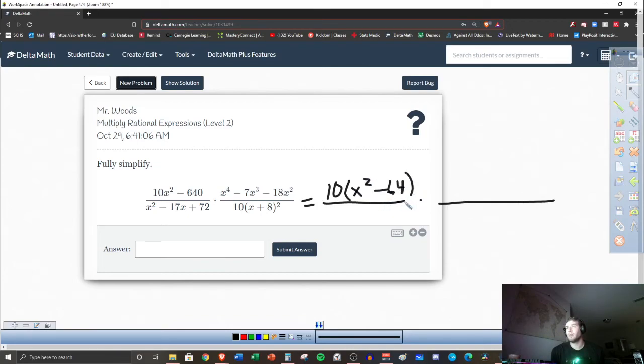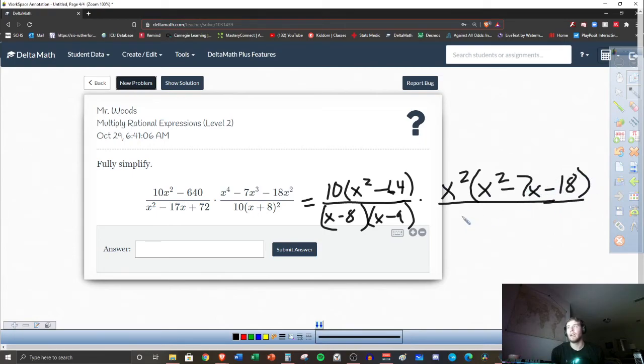So this one does have a little bit more advanced factoring happening. We'll go ahead and factor the bottom here. 72, 9, and 8 should work. So that's x minus 8, x minus 9. Okay. Up top, we have an x squared getting factored out. So that's x squared minus 7x minus 18. I'm already seeing 2 and 9 on that.